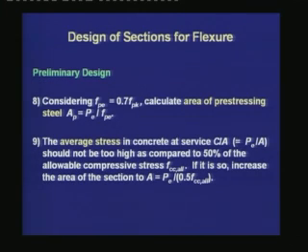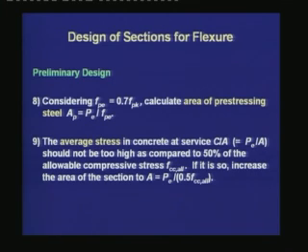The 8th step is considering the effective prestress equal to 70% of the characteristic tensile strength of the prestressing steel. Calculate area of prestressing steel AP is equal to PE divided by FPE. That means at this stage we are estimating the area of the prestressing steel based on the estimate of the prestressing force and the effective prestress.